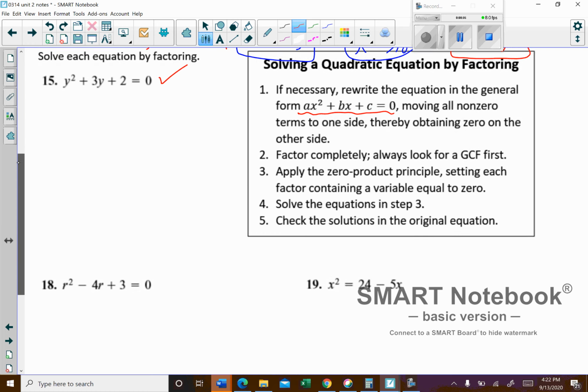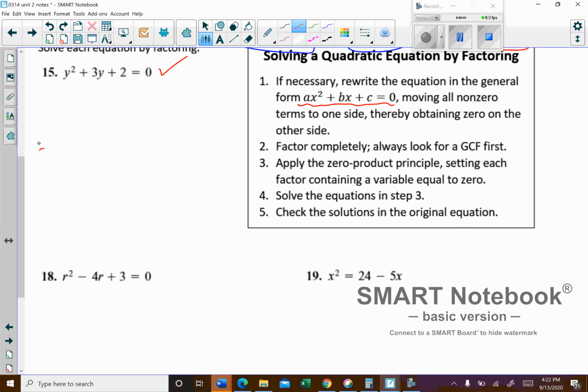And so if you look at problem number 19, that's one of those that we're going to have to do some adjustments because it's not set equal to 0 yet. We'll deal with that in a moment. Then step 2 is to factor completely. Always look for GCF first, okay? Then we're going to apply the 0 product principle, which is the same thing as the 0 factor property. Those are interchangeable. They're the same thing. And then set each factor containing the variable equal to 0. Then solve it. And there you go.